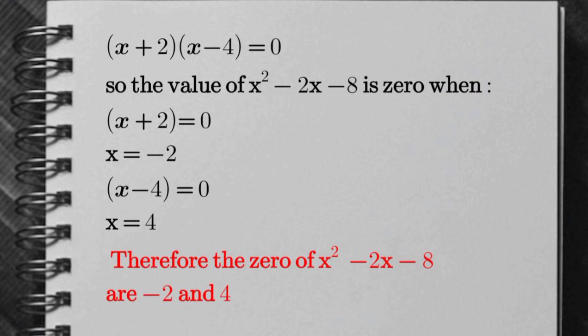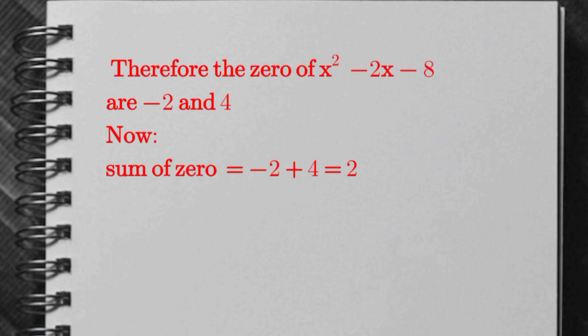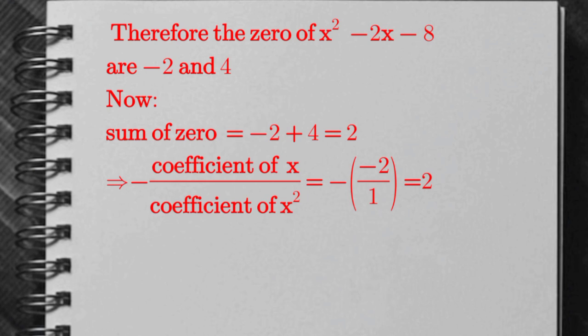Now to sum the zeros, we have minus 2 and 4. So we add minus 2 plus 4, which is equal to 2. As you can see, when you also use the formula, the negative coefficient of x over the coefficient of x squared, you're also going to get the sum of these zeros, which is the coefficient of x here is minus 2, and then the coefficient of x squared here is 1. So the minus is going to cancel, and you're left with just 2 over 1, and then finally your answer here is 2. So we have confirmed that this is the sum of the zeros.